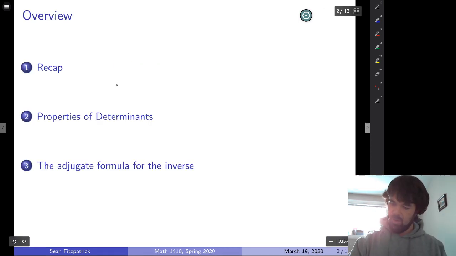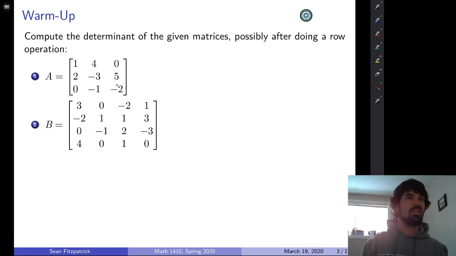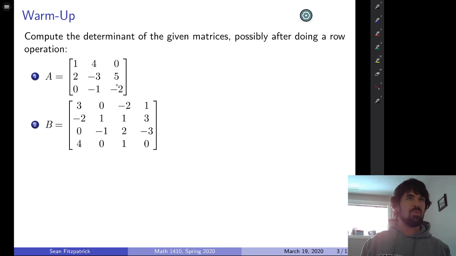Okay, so here are some warm-up problems for you. I posted these online, so hopefully you had a chance to look at them, because with the live stream I don't want to sit and give 10 minutes of dead air while you try a couple of determinants. We'll dive right in with these.